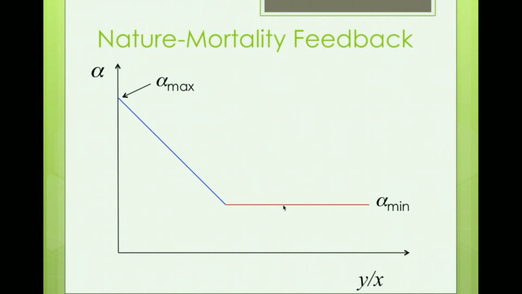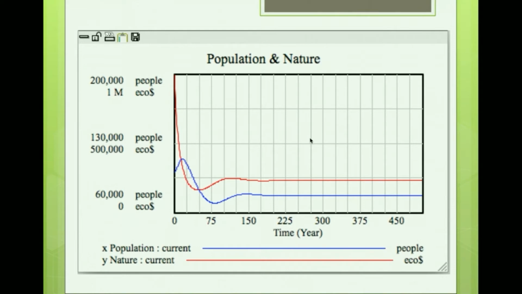Now we parameterize this model. I'll show you that in Vensim, and then you can see a couple of things. Here's a graph of population and nature. Population is given by the blue line, and it's in people. Nature is given in a funny unit. We're going to call them ecological dollars, or just measure it as capital.